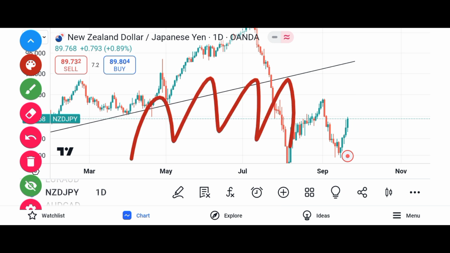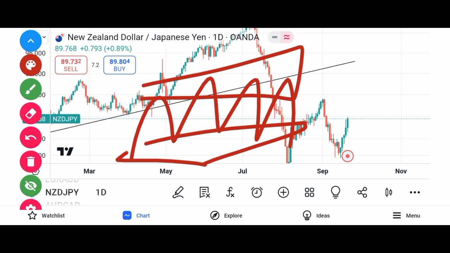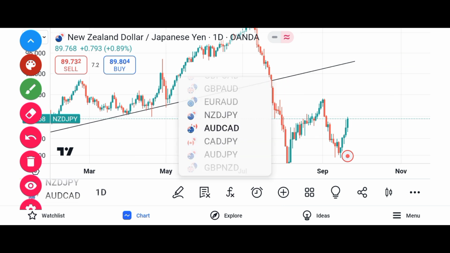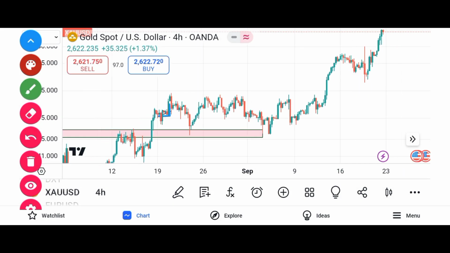Just like I said in my ebook, you can use it in a ranging market and in a trend line. Okay, so let's check out another. Let's see if we can get another example. Okay, so let's look at this.